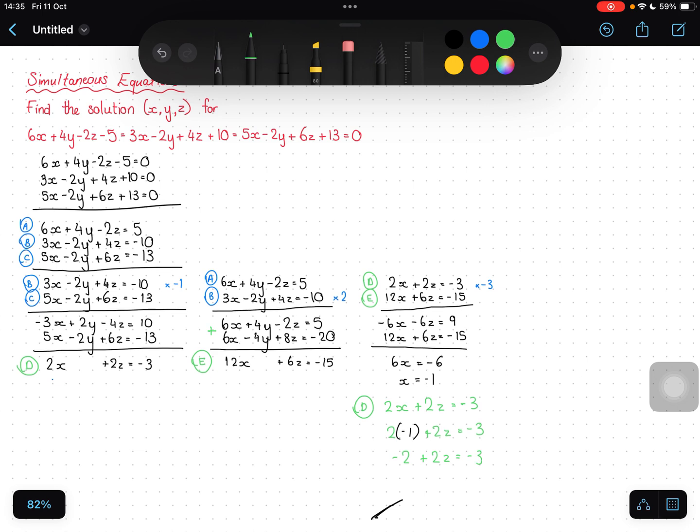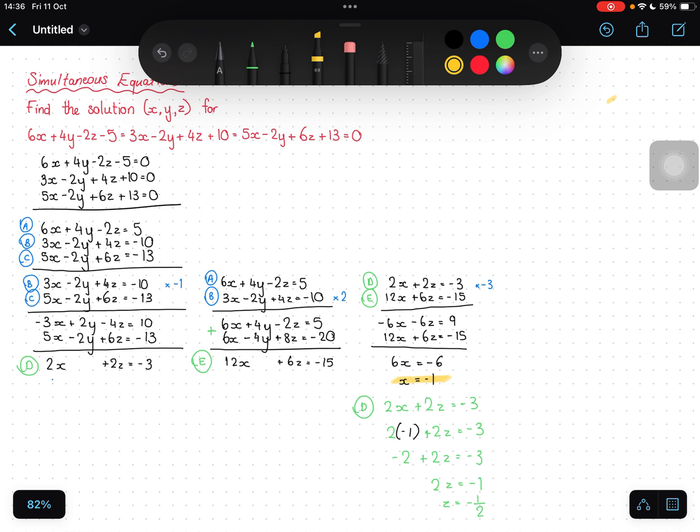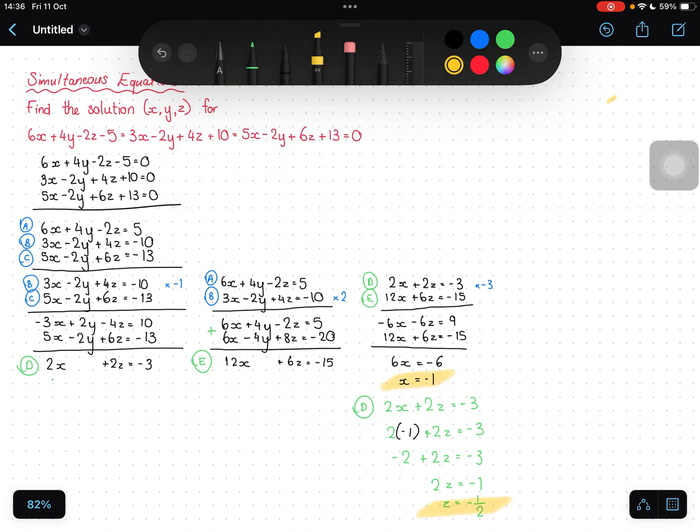So we need to get what z is. Bring your numbers over to the other side, or use SABMIB. We need to add 2 to both sides so that we get 2z is minus 1, and then divide both sides by 2 so that we see that z is minus 1/2. I'll get my highlighter out so that the examiner can see. We now have x is minus 1 and z is minus a half.